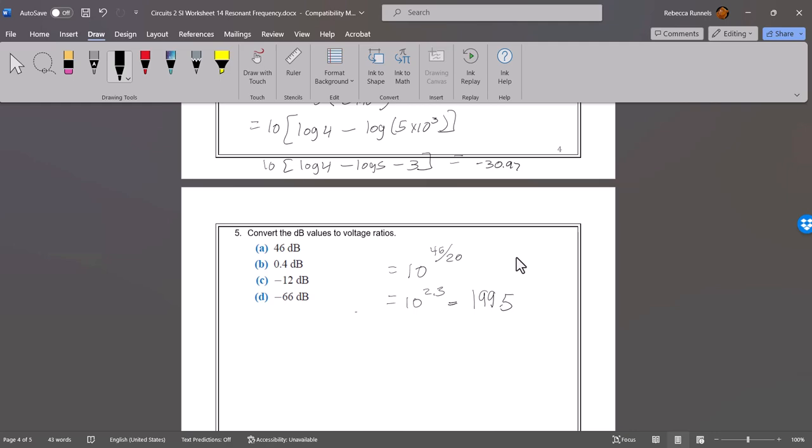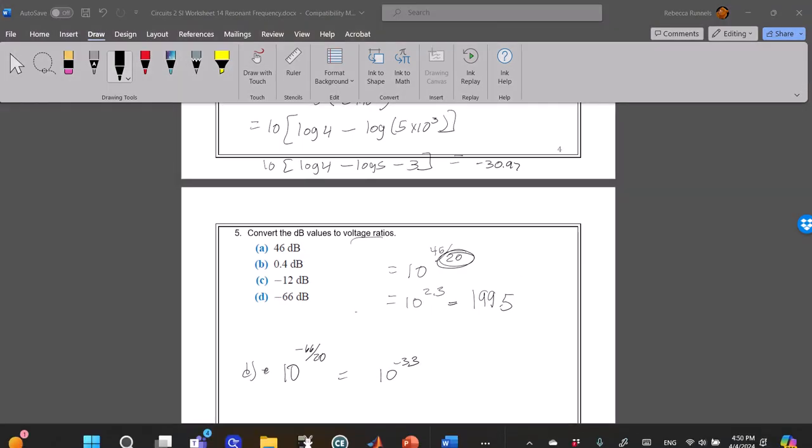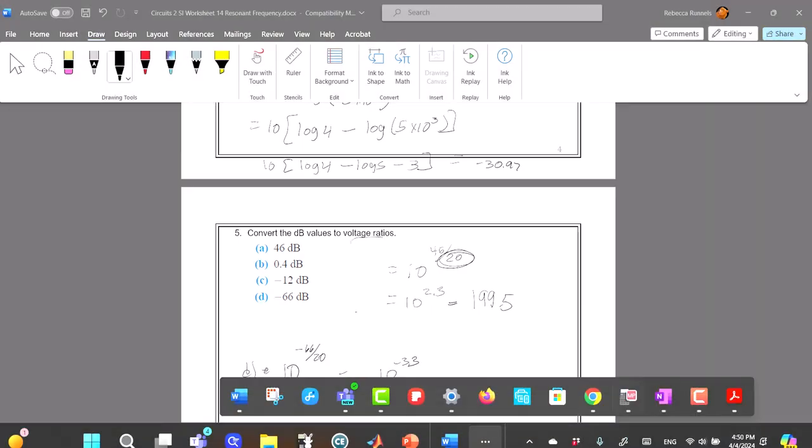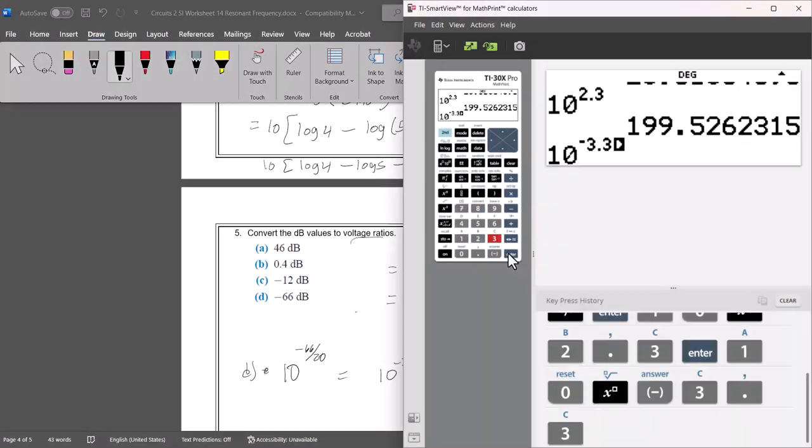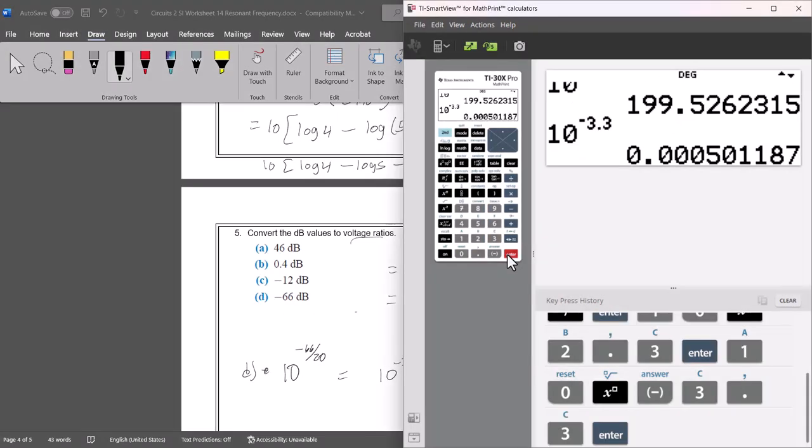So D, and then the 20 came in here from the scale factor because we're doing voltage. So for part D, the voltage ratio would be 10, and that 10 is the same for all of them. It comes from the fact that it's a common log, to the negative 66 over 20, which is 10 to the negative 3.3, and 10 to the negative 3.3 is 5.0 times 10 to the negative 4.